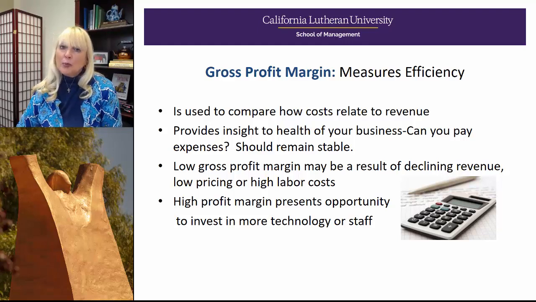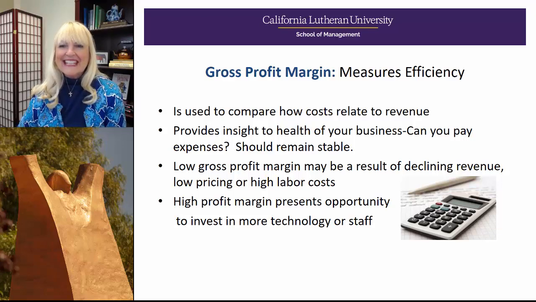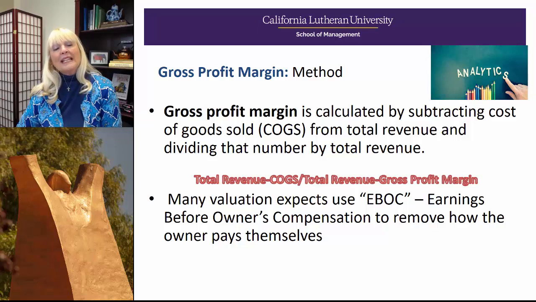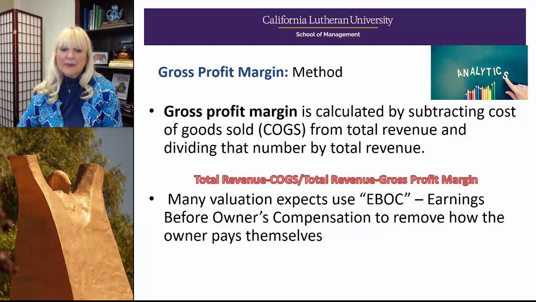If there's a low profit margin, then maybe the revenue's down, there's too low of pricing or too high of labor costs. And so it gives you an opportunity to invest more in technology or staff if you find that you have a very healthy profit margin. So the way to determine this gross profit margin is you're going to subtract the costs of goods that you sell from the total revenue, and then divide that number by the total revenues. So this is typically earnings before the owner's compensation.